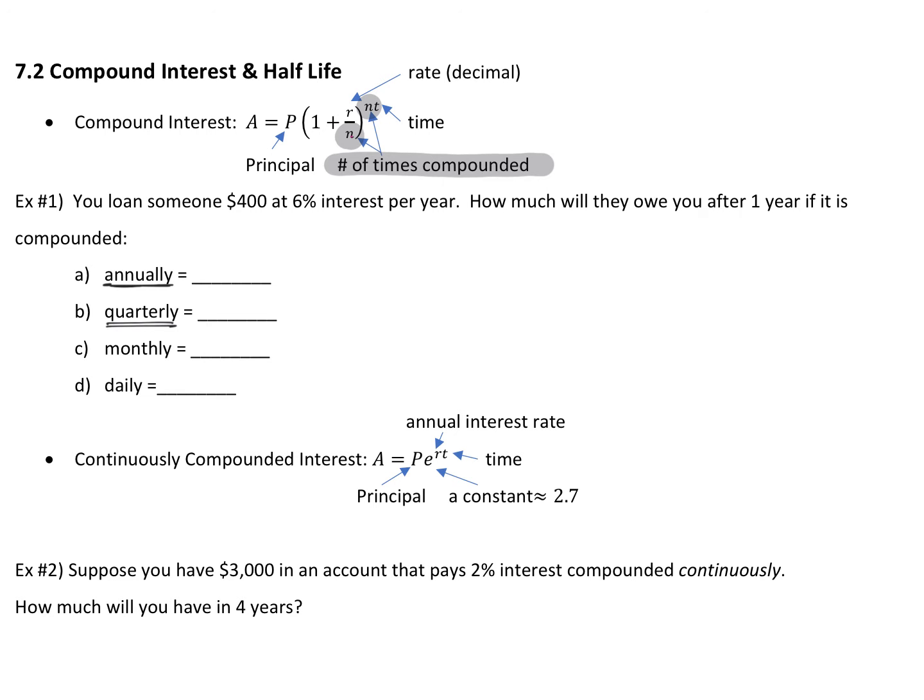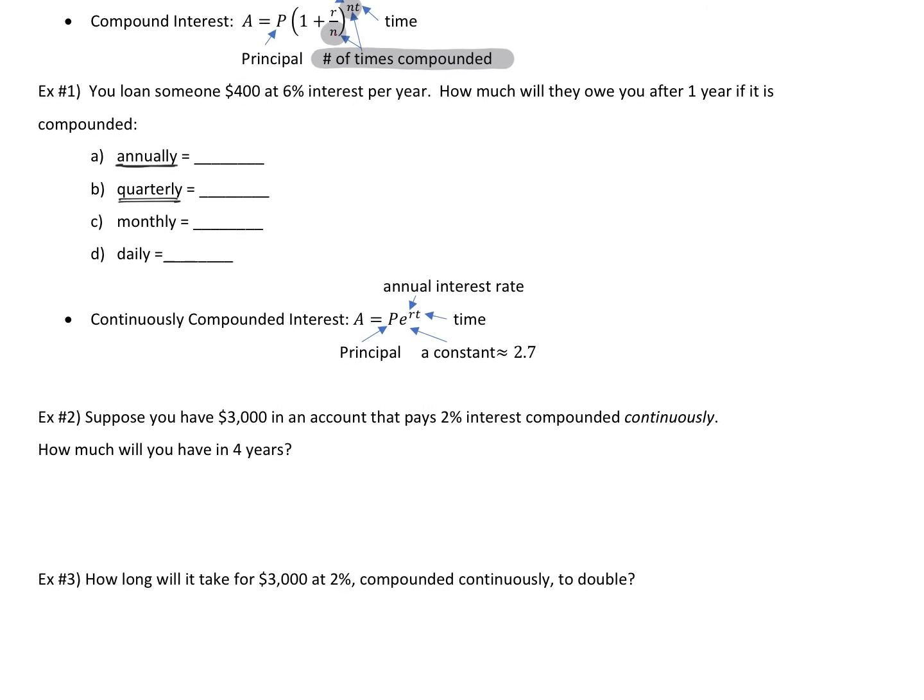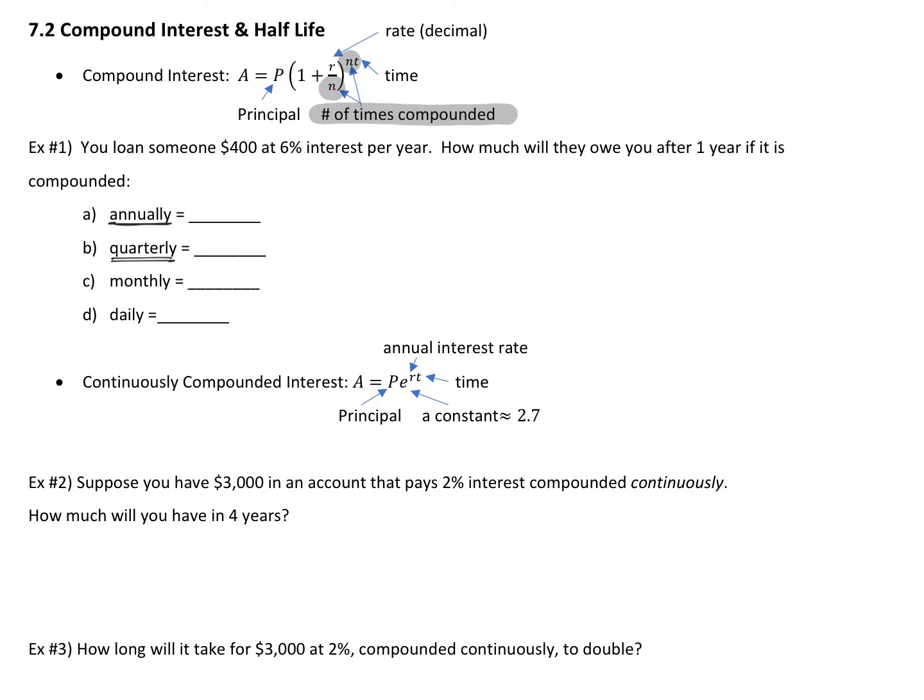So here's your first problem. Let's see if we can figure out how to set this up. It says you loan someone $400 at 6% interest per year. It's pretty good. You're going to make some money doing 6% interest. How much will they owe you after 1 year if it's compounded annually, quarterly, monthly, and daily? Now, keep in mind, you only loaned them $400, so it's not going to look like it jumps that much. But if you loan them $1,000, it's going to look pretty good.